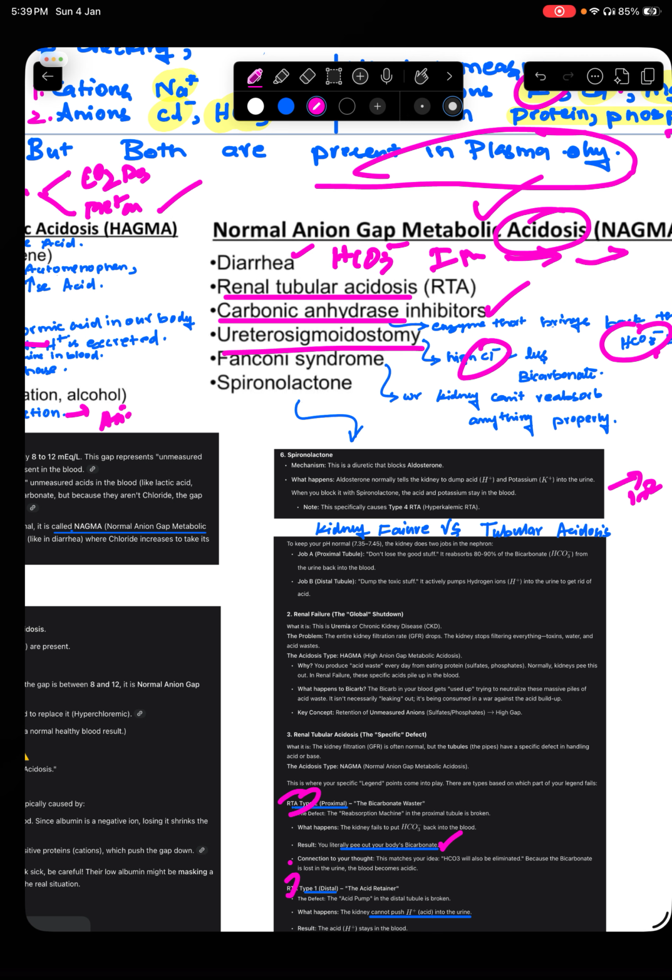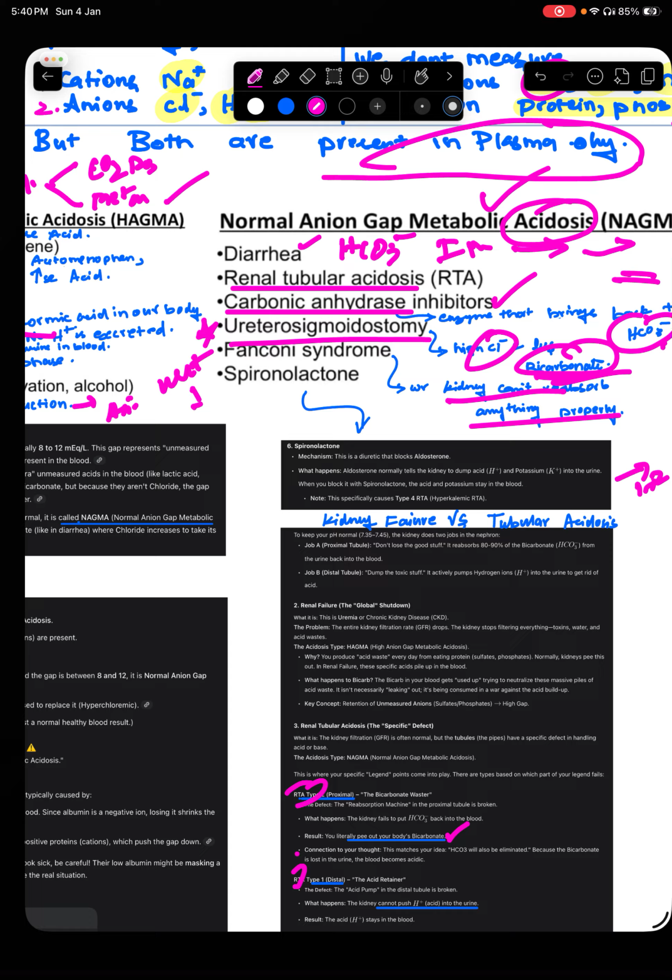Then ureterosigmoidostomy, here, guys, high chlorine and less bicarbonate. This is when the ureters are connected to the sigmoid colon. The sigmoid colon increases chlorine, and it releases the bicarbonate. This is quite a condition, guys, where the ureters are attached to the sigmoid colon. So in this condition, again, acidosis will happen, as it will not take bicarbonate. Then Fanconi syndrome, here kidney cannot properly absorb anything, which of course includes HCO3.